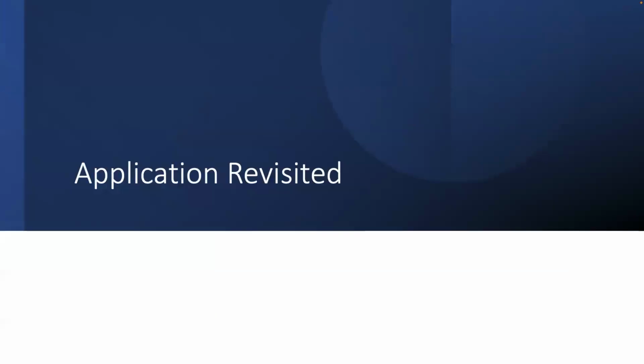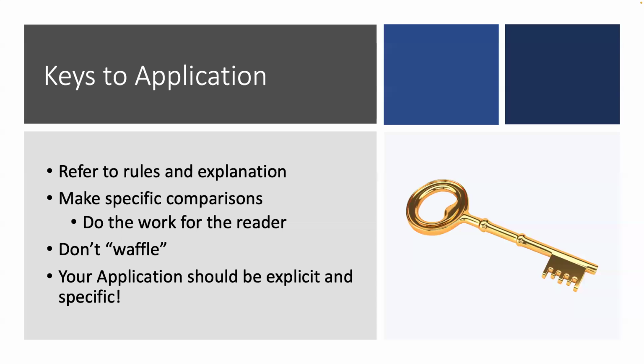So now let's go to application. Remember that application is meant for you to specifically refer to the rule and the explanation section and apply those to your case. It's where you do the work for the reader as opposed to just giving them the law and letting them make a conclusion. It's where you step by step make that peanut butter and jelly sandwich and walk them through how you got to your conclusion.